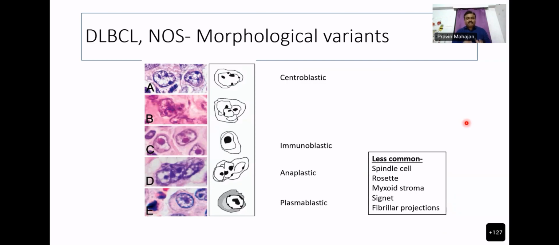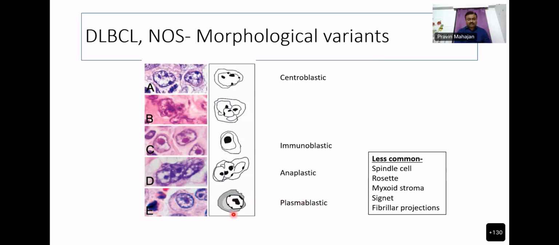Now you can have different morphological variants in DLBCL. First is centroblastic. What you see in a centroblastic is a large nucleus having vesicular chromatin, with nucleoli towards the periphery. Usually you have 1, 2, 3 nucleoli towards the periphery. Then you have immunoblastic morphology, wherein again it is a large nucleus, vesicular chromatin, and a single large prominent nucleolus. That is immunoblastic morphology.